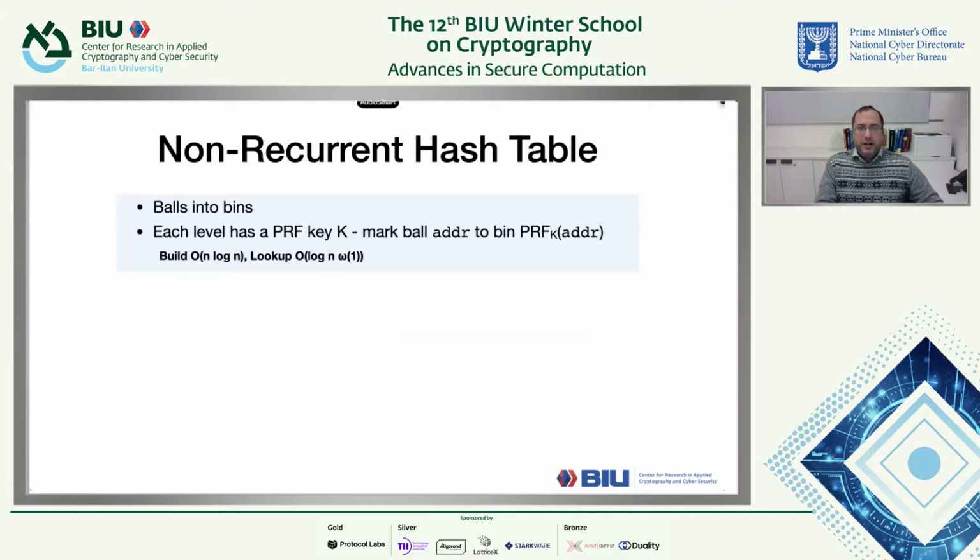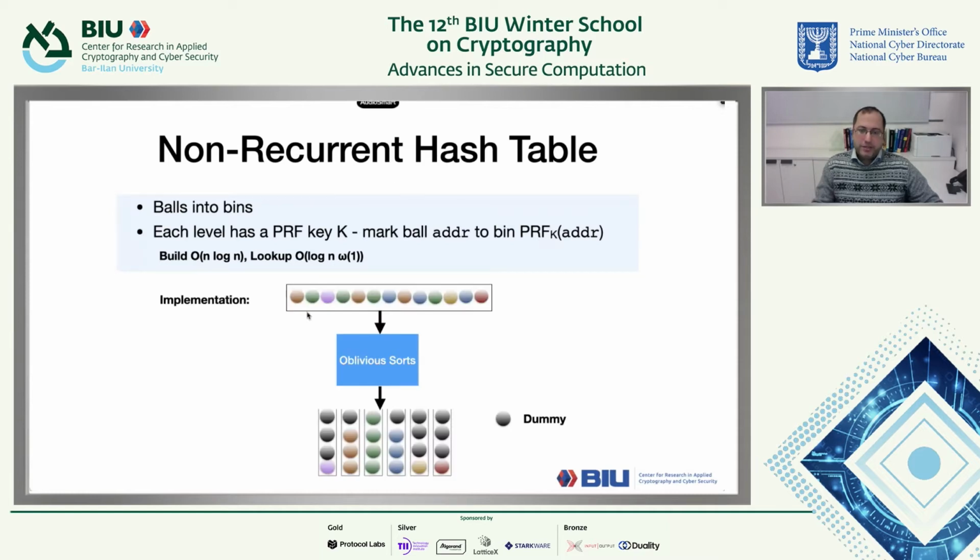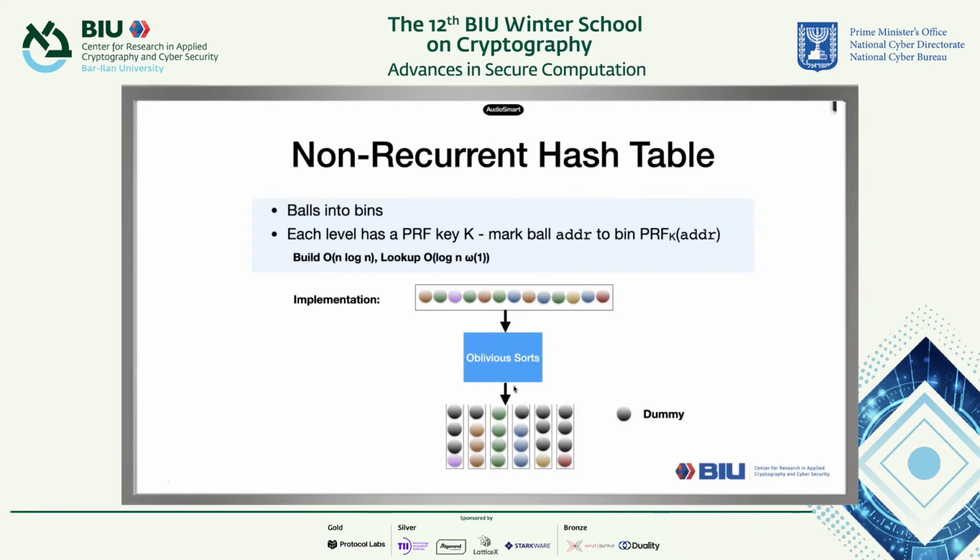So the idea of this construction is let's do balls into bins. We're going to take our elements, and for each element we're going to mark the bin into which we're going to put that ball. And then using Oblivious sorts, we can actually route the elements into the bins obliviously without revealing any information. We need to pad each bin to its maximal capacity, so we're going to have some dummy balls also introduced along the process. Let's see how to actually do it.